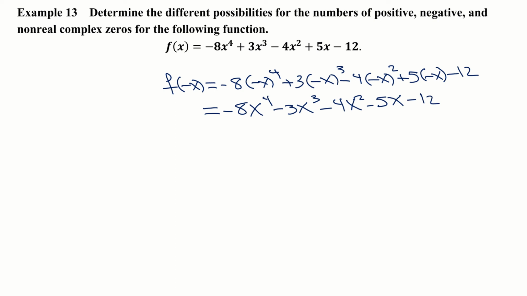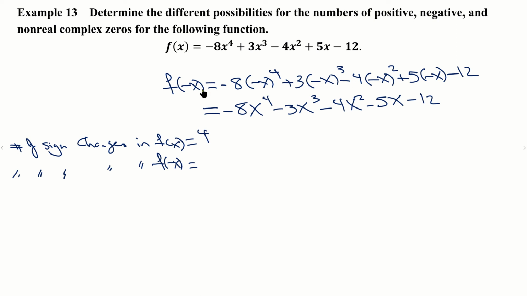So the number of sign changes in f of x and the number of sign changes in f of negative x, that's what we'd like to know. Now for f of x, notice from negative to positive, that's 1. Positive to negative, that's 2. Negative to positive, that's 3. Positive to negative, that's 4.